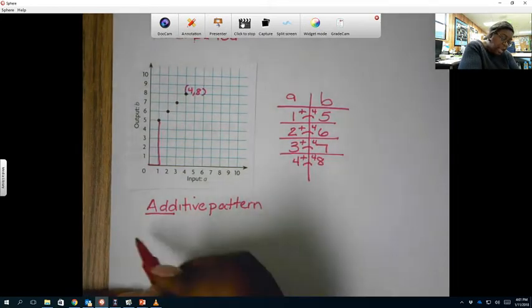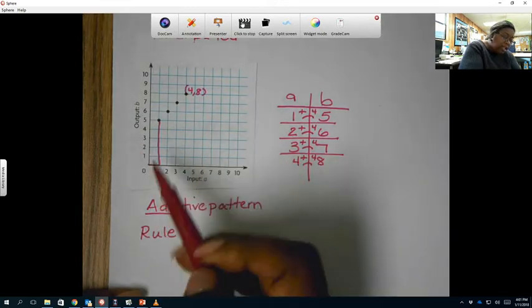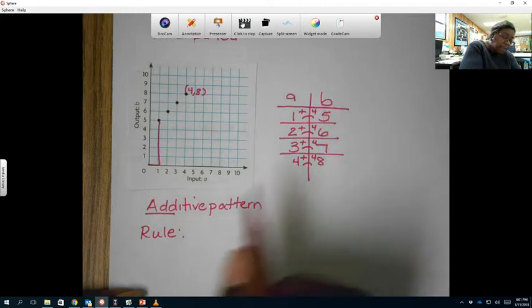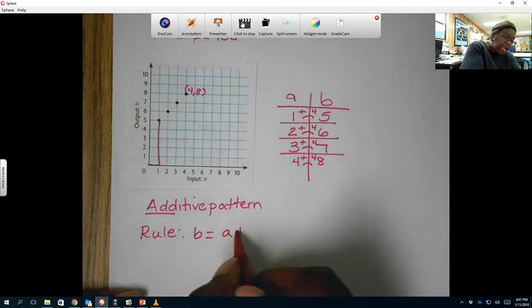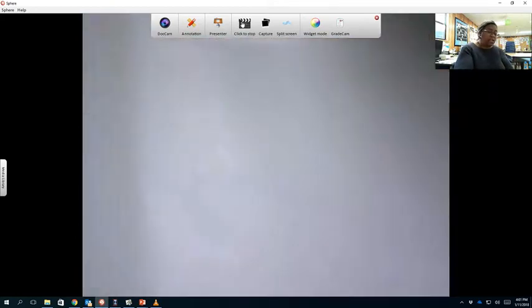Now, we're going to take our input-output table and write a rule. That rule says that in order to get B, I'm going to take A and add 4. And that is my rule. Okay? Let's see if we can do this then in a word problem.